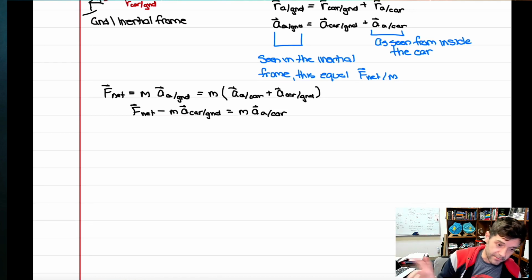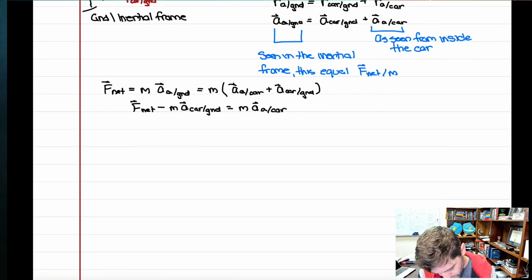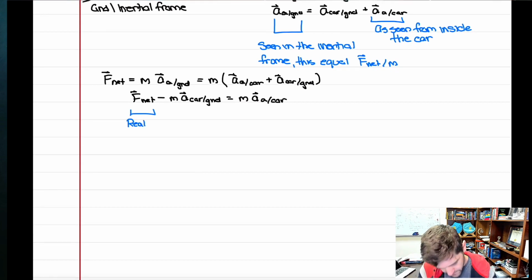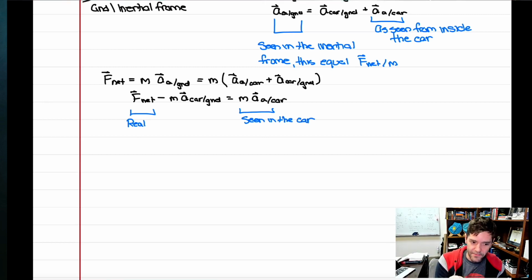This kind of looks like F equals ma, but now I have this additional thing on the left-hand side. And again, these are the real forces. This is the acceleration, or the mass times the acceleration, as seen in the car. If I calculated the value for that vector acceleration of the object relative to the car, that would be telling me the acceleration I perceive sitting in the car looking back at the air freshener as it does whatever.